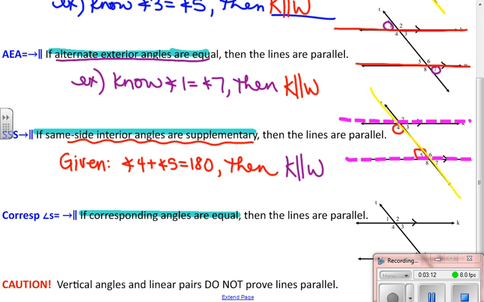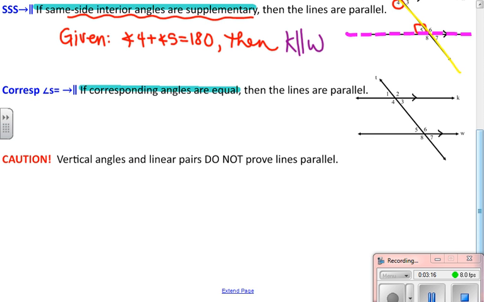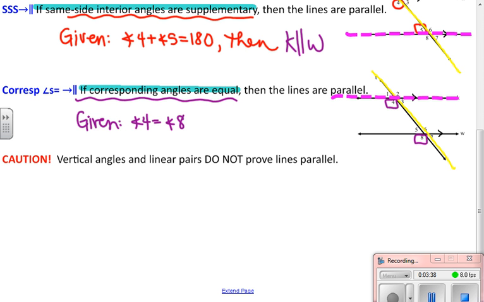And our last relationship, if I look at my transversal again, if I know corresponding angles are equal, so a pair of corresponding angles like 4 and 8, so I'm given angle 4 is equal to angle 8, then I can conclude that K is parallel to W.